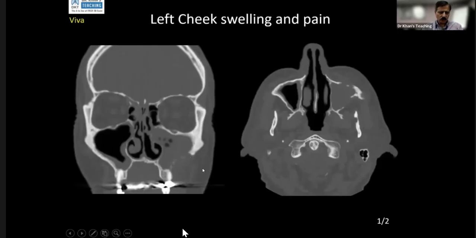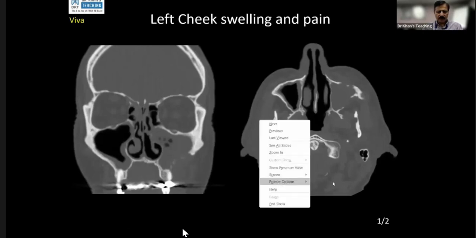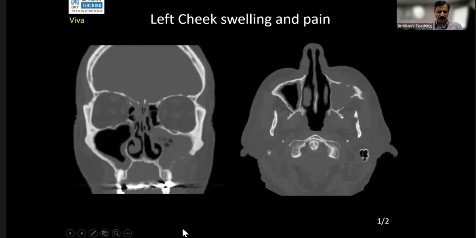over to you. Now, this is a coronal CT scan, and this is an axial CT scan. Now, there is opacification of the left mastoid air cells, and there is opacification of the left maxillary sinus. What is your observation? Over to you.